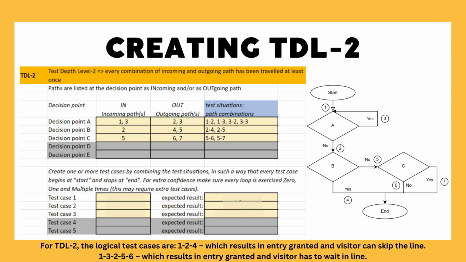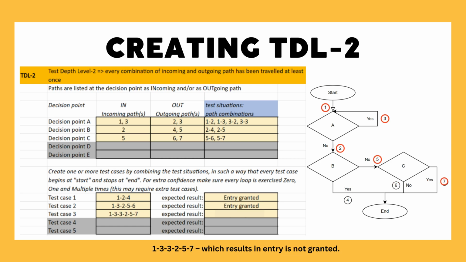For TDL2, the logical test cases are 1, 2, 4, which results in entry granted and visitor can skip the line. 1, 3, 2, 5, 6, which results in entry granted and visitor has to wait in line. 1, 3, 3, 2, 5, 7, which results in entry is not granted.